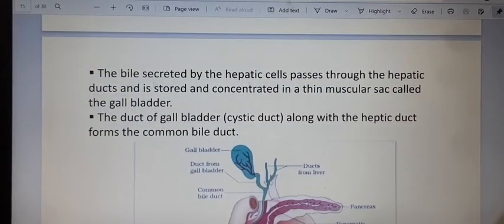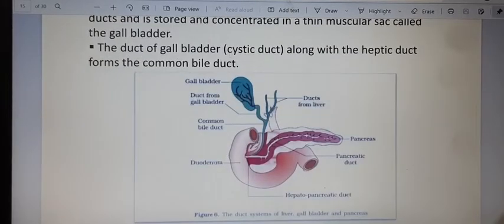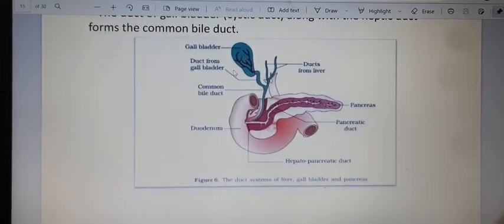The liver cells secrete bile juice. This passes through the hepatic duct and is stored and concentrated in a thin muscular sac called the gallbladder. The duct of the gallbladder is called the cystic duct, which along with the hepatic duct forms the common bile duct. So we can see here, this is the gallbladder, this is the common bile duct, and this is the duct from the liver.